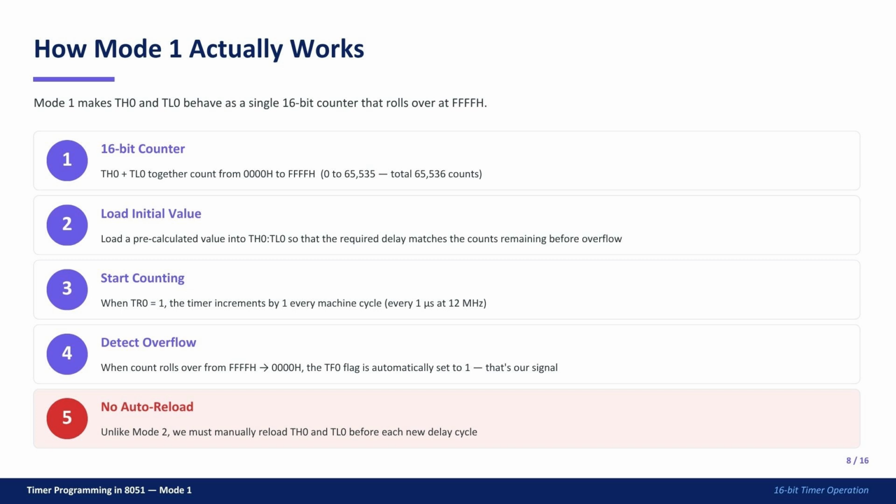Now, here's a very important limitation. Unlike mode 2, mode 1 does not auto-reload. After the overflow happens, TH0 and TL0 are both 0. So if we want the delay to repeat, we need to manually reload the initial value ourselves.